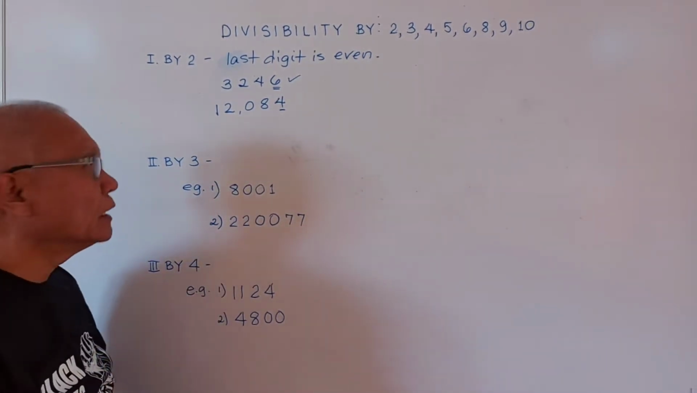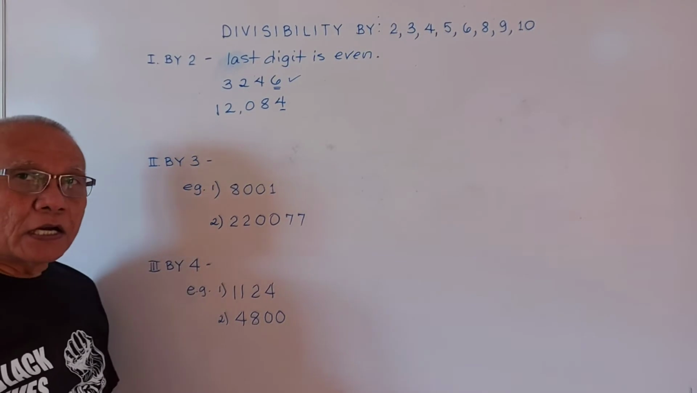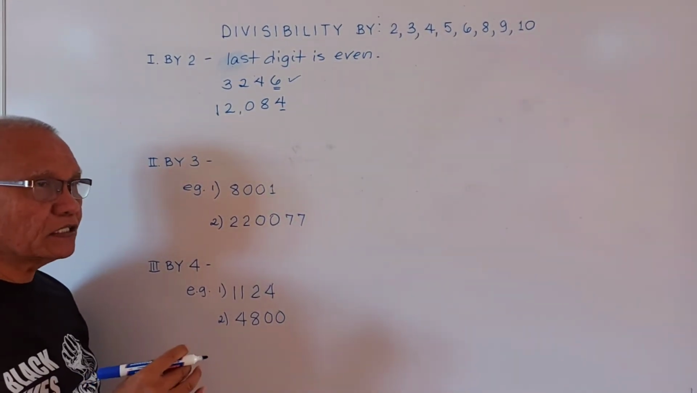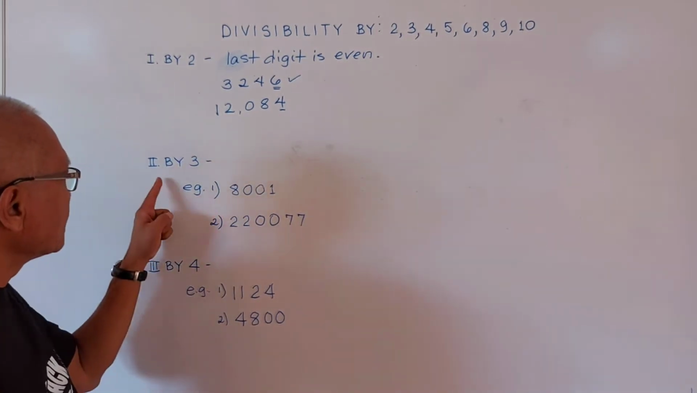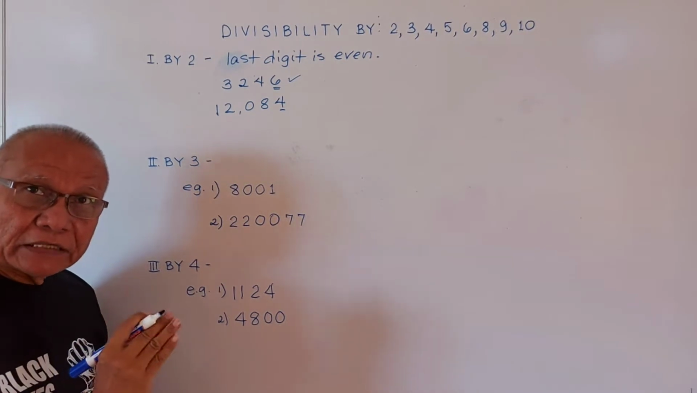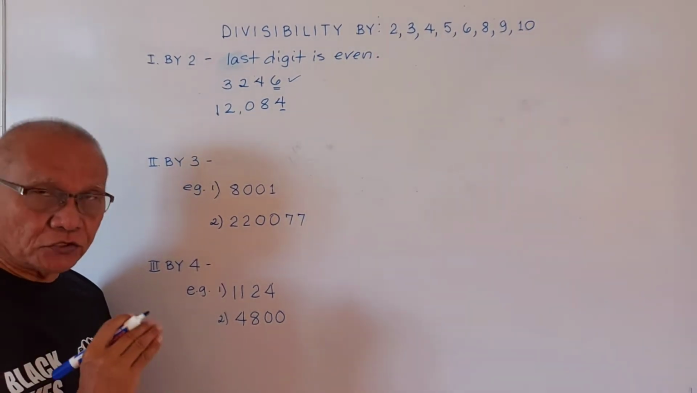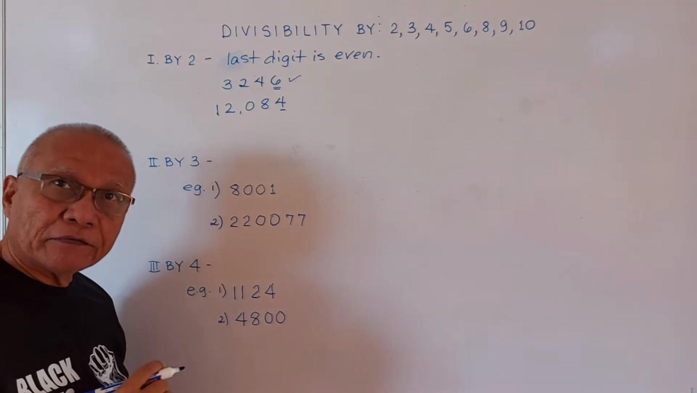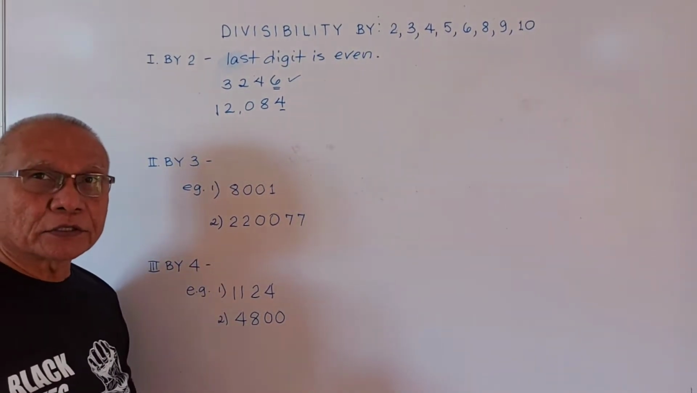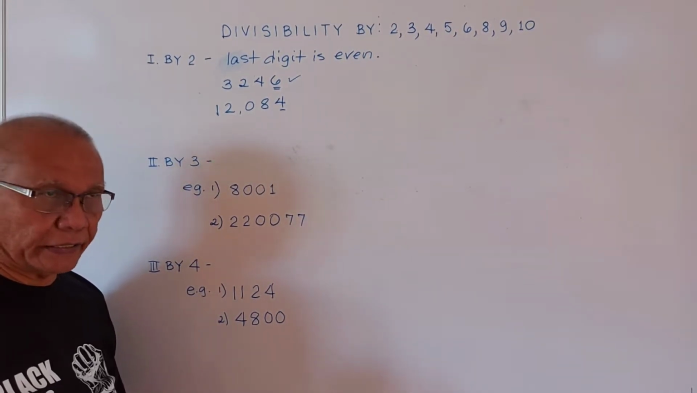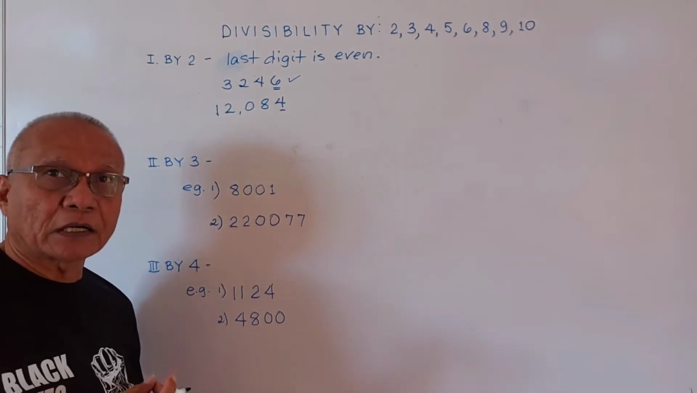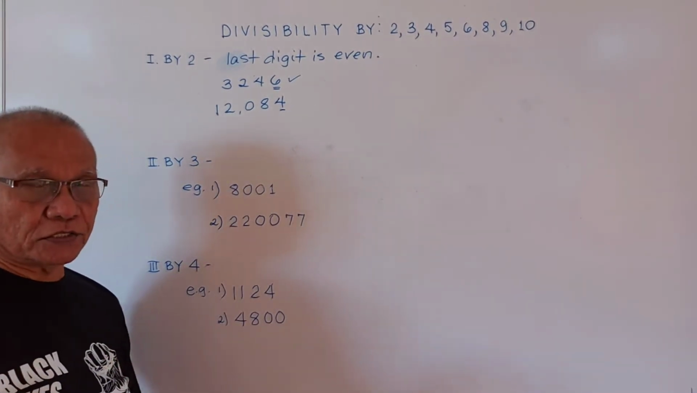Okay, that's very easy. Now, let's look at a number that is divisible by 3. How do we know? We get the sum of the digits, and if the sum can be divided by 3, that number is divisible by 3. So what do you mean by sum? Sum means we are going to add the digits.